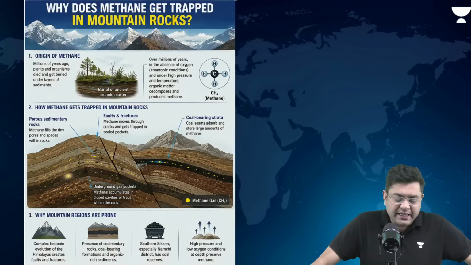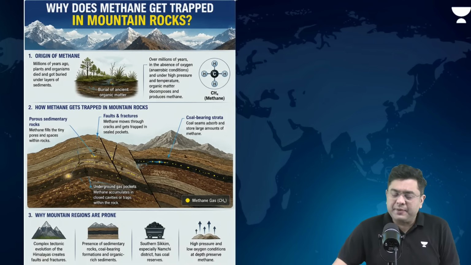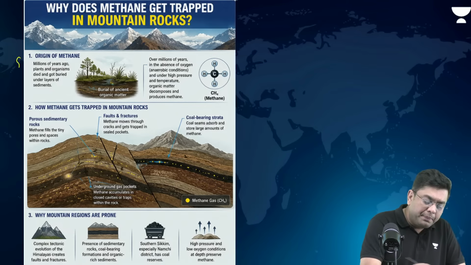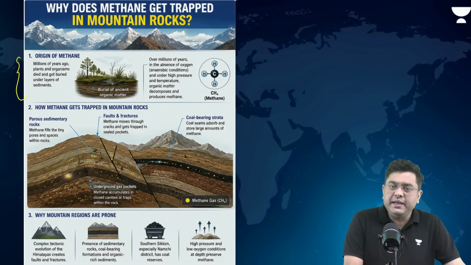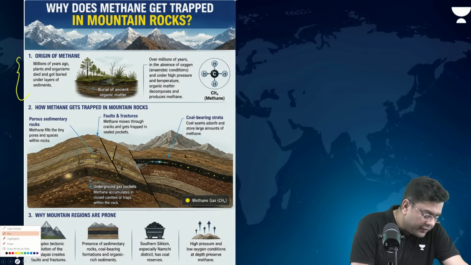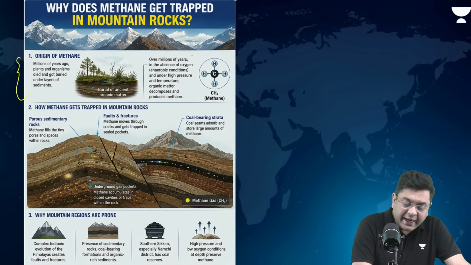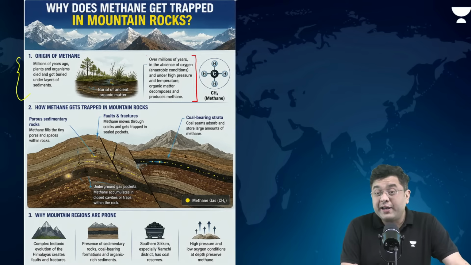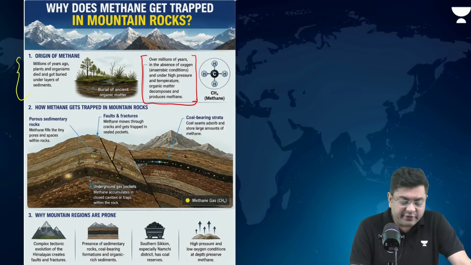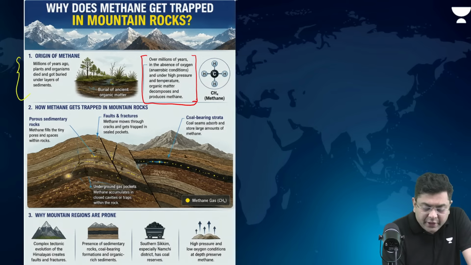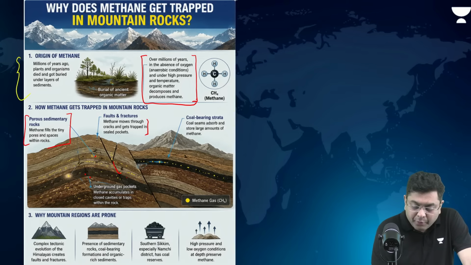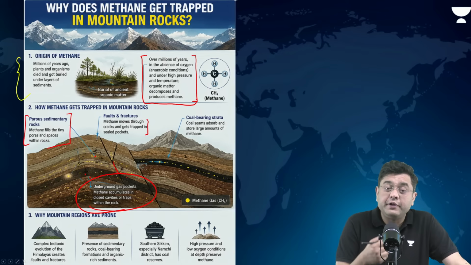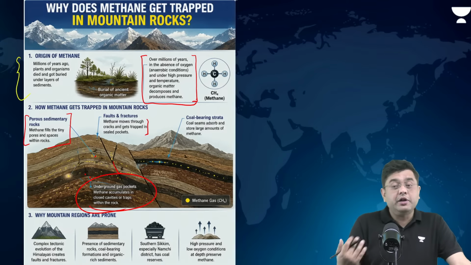Okay, correct, Karan. Now, why does methane get trapped in the mountainous rocks? So, millions of years ago, plants and organisms died and got buried under the sediments. Over millions of years, in the absence of oxygen and under high pressure and temperature, the organic matter decomposed to produce CH4, that is methane. Now, the porous sedimentary rocks mean methane gets trapped, right? Oftentimes, through the fractures, the methane accumulates in certain areas, creating underground gas pockets. Now, this is oftentimes found to be present near the coal beds.